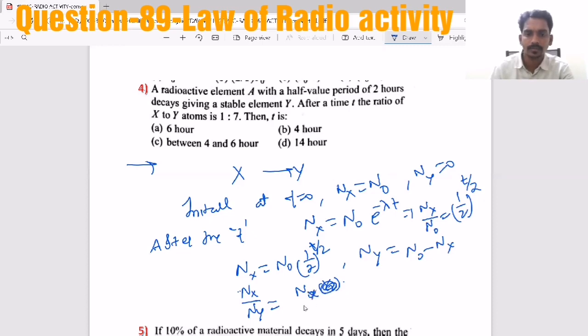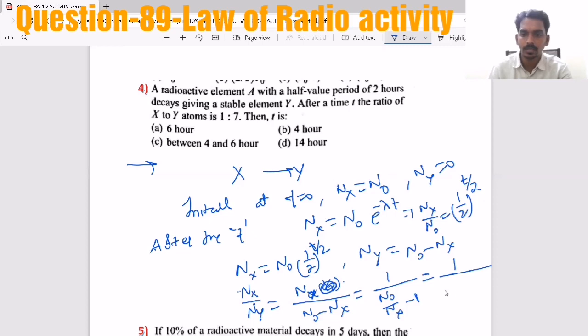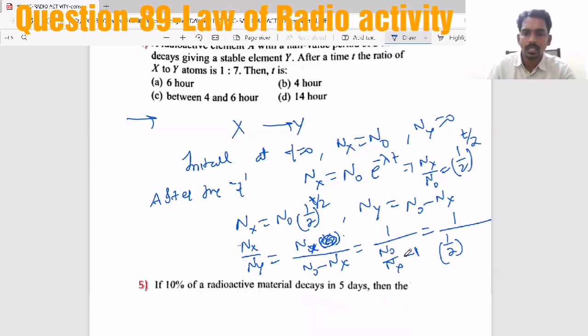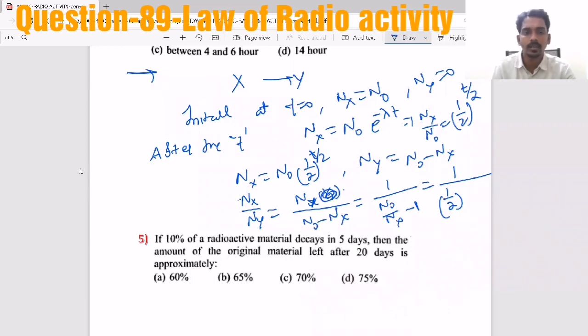Let's take just Nx first. So Nx by Ny is Nx by N0 minus Nx. Now I can write it as 1 by N0 by Nx minus 1, equal to 1 by 7. N0 by Nx means 1 by 2 whole power. See, here the calculation is becoming a little bit lengthy, or else you do one thing.